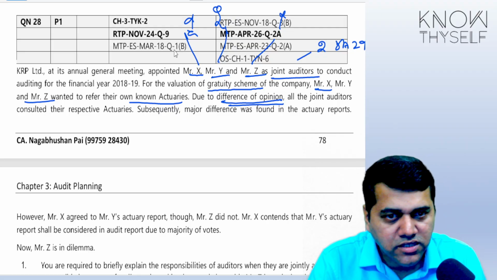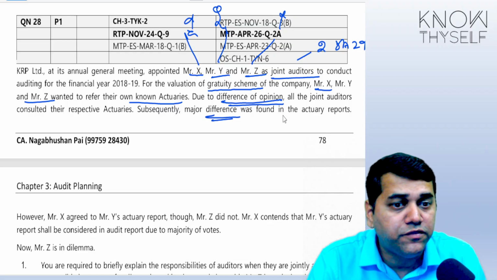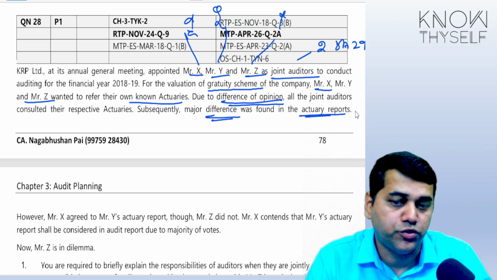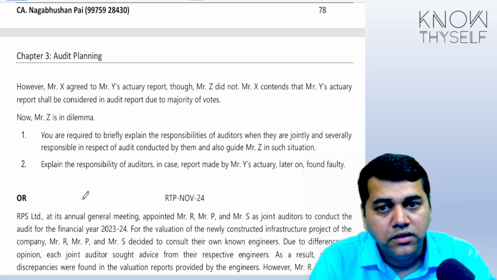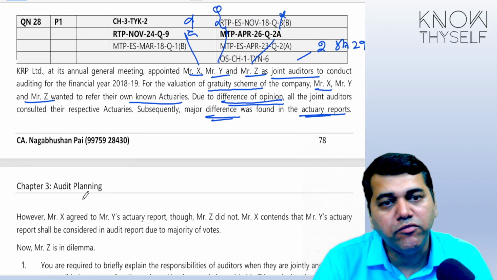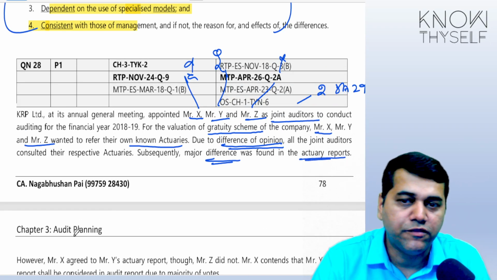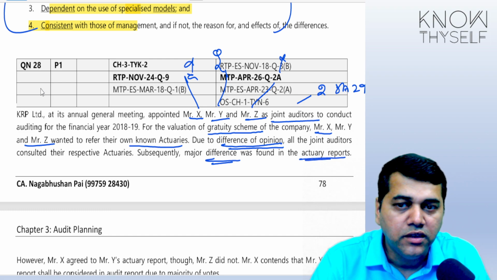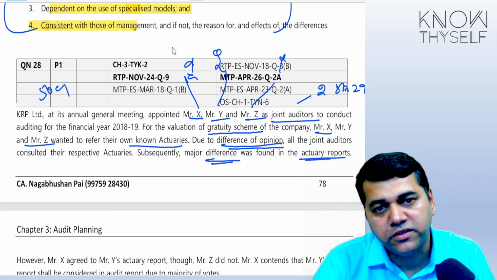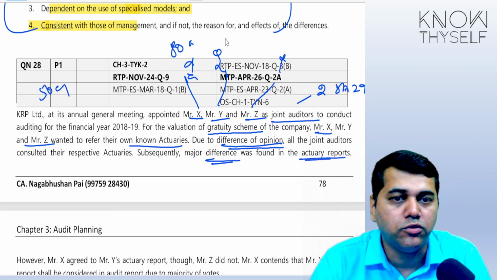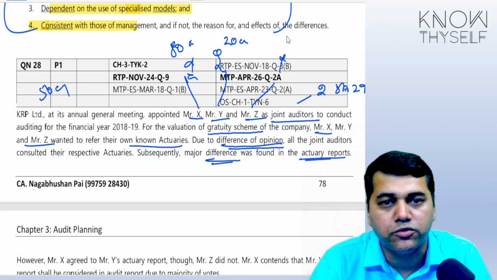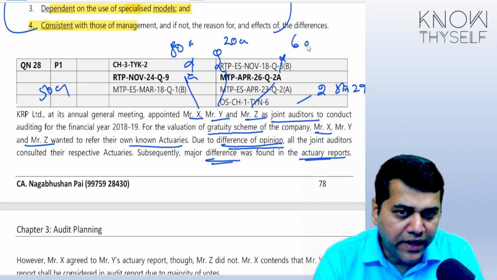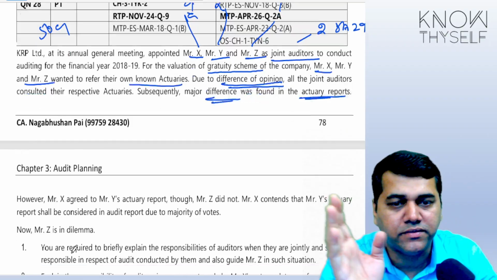and they finalized. Later, there was a very big difference in the actuary reports. Means each of the three persons came with three different numbers. Like for example, whatever provision the management made, say 50 crore. Now this person said 80 crore, another person said 20 crore, the third said 60 crore. So there is a wide difference in the three persons' actuary reports.